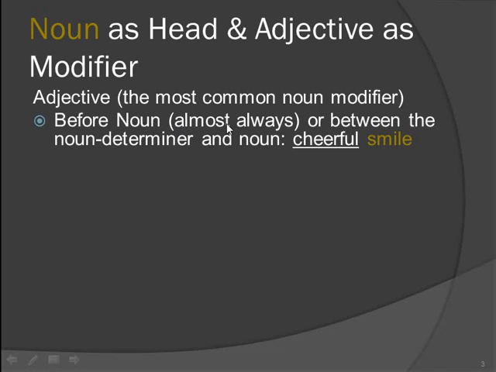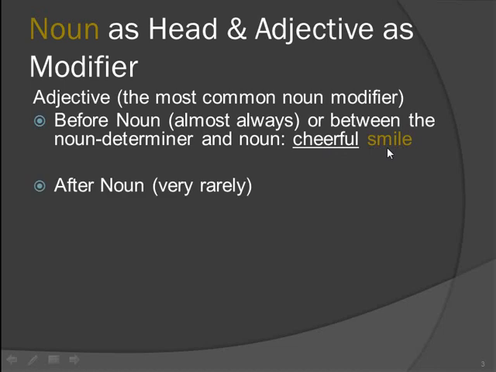And it's very different from Indonesian language. We usually have noun first and then followed by adjective. Okay, or between the noun determiner and noun. Okay, for example, cheerful smile. So smile is noun as head and cheerful is the modifier for smile.